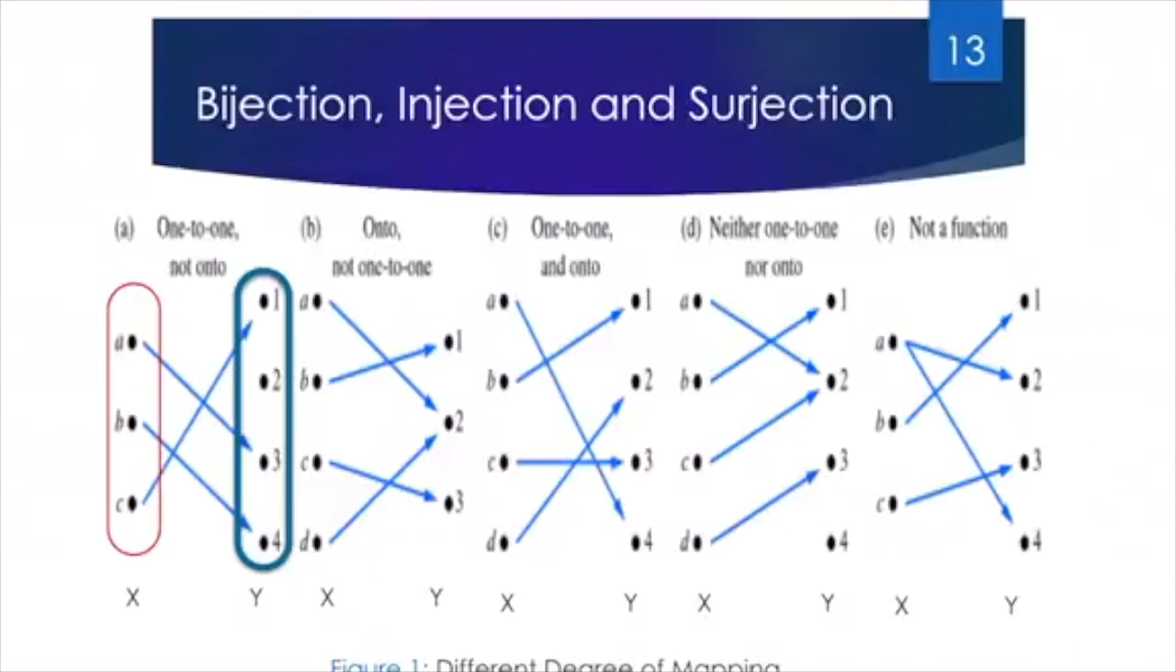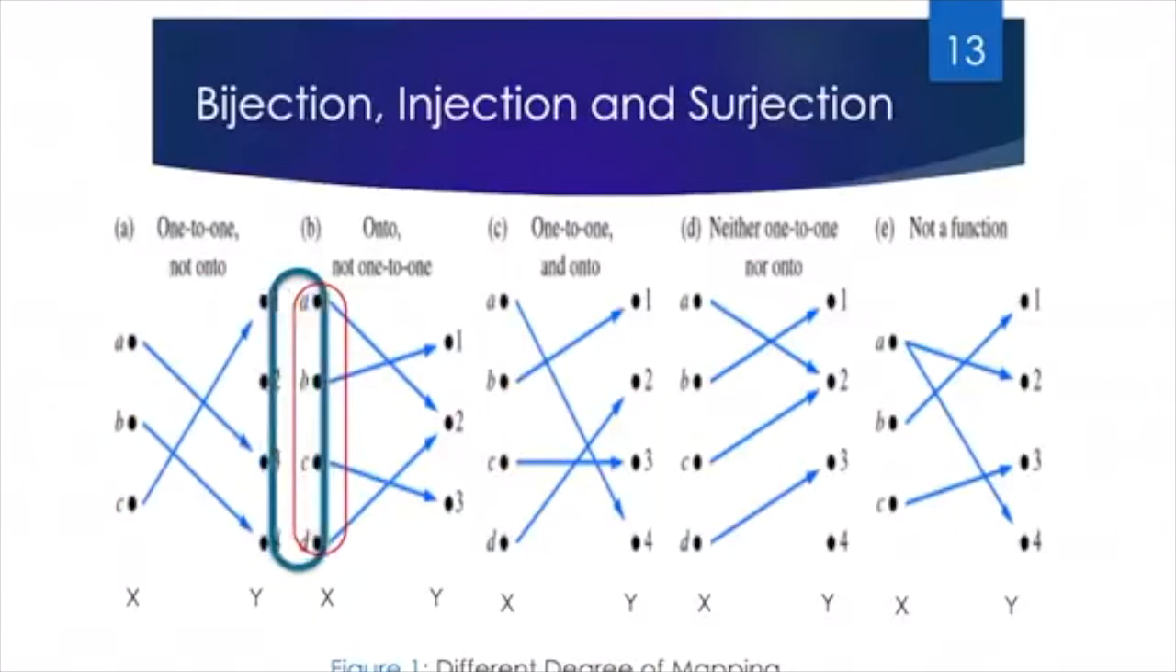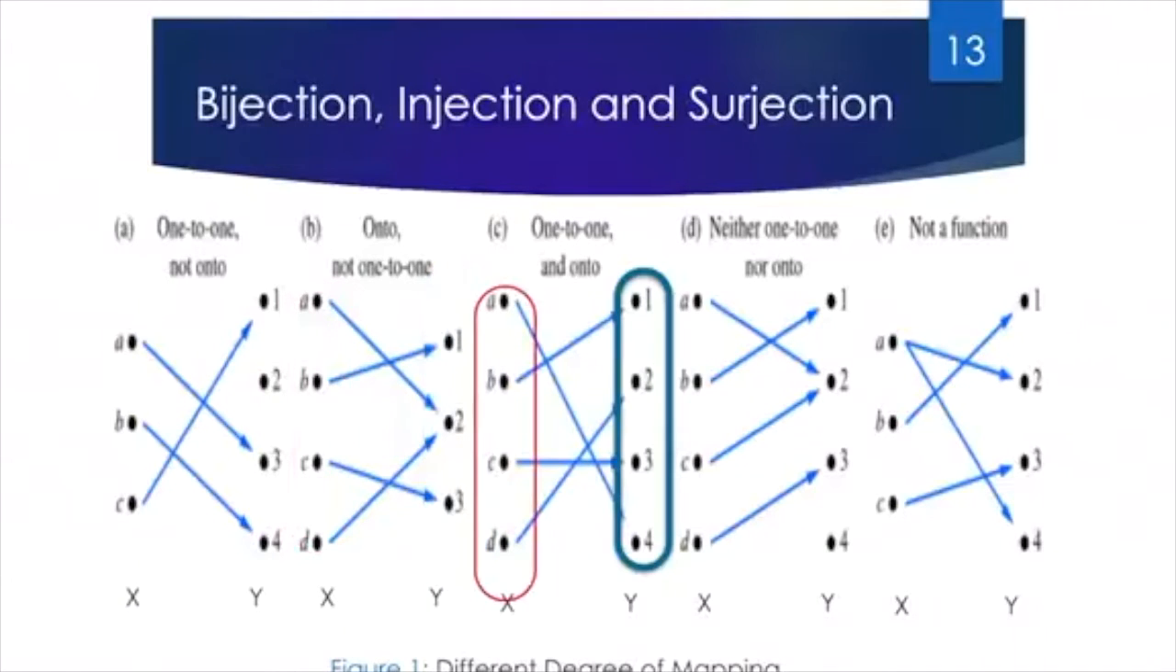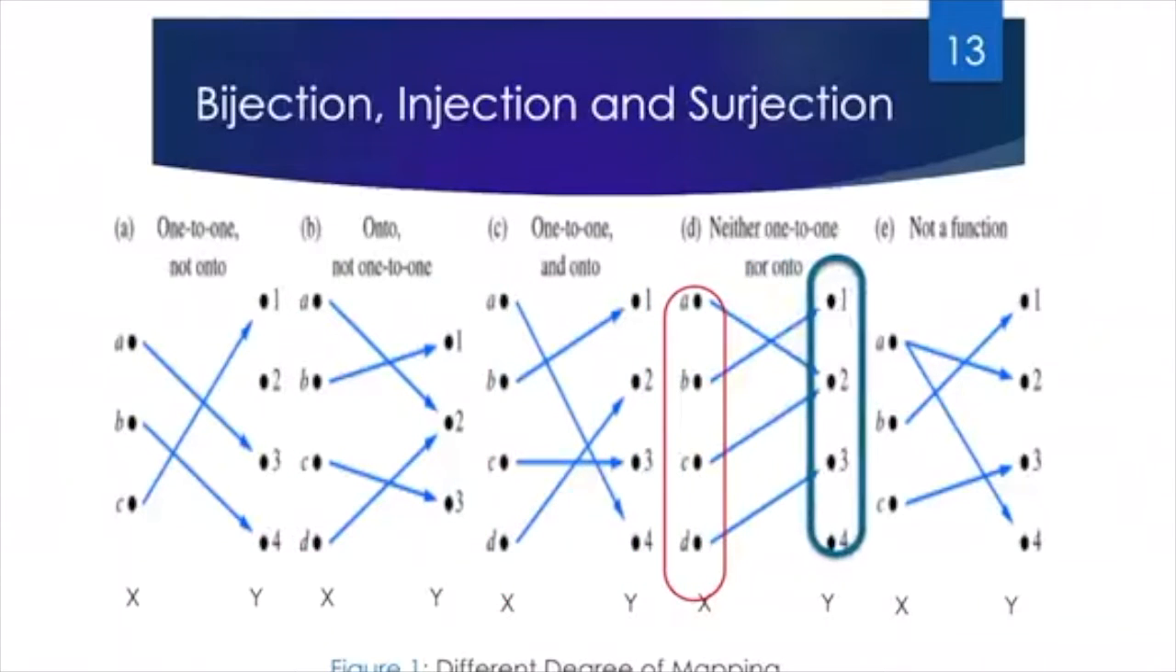In figure B, all elements in set Y are mapped by an element from the set X, and there are no two elements of Y mapped to the same element of X, so this is an onto function. In figure C, each element of the set X is paired exactly with one element of the set Y, and each element of Y is paired with exactly one element from the set X.